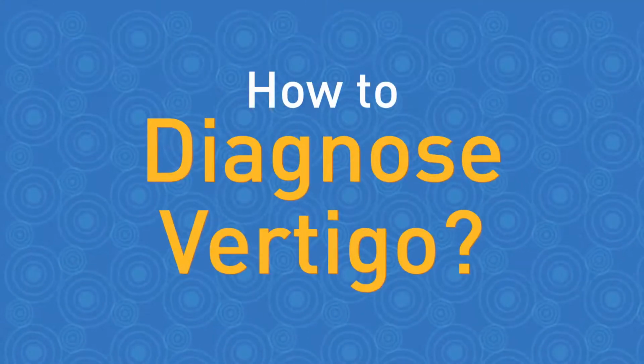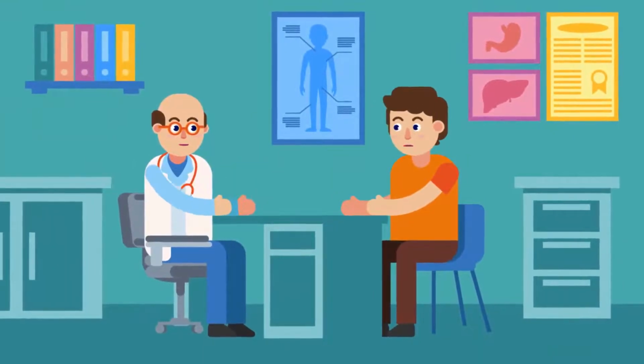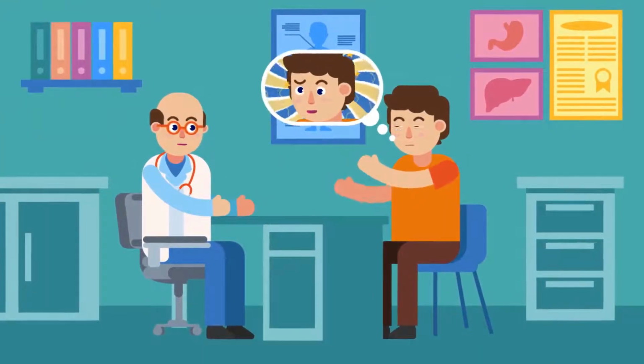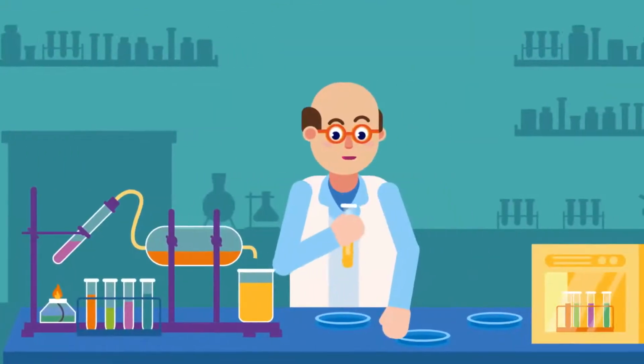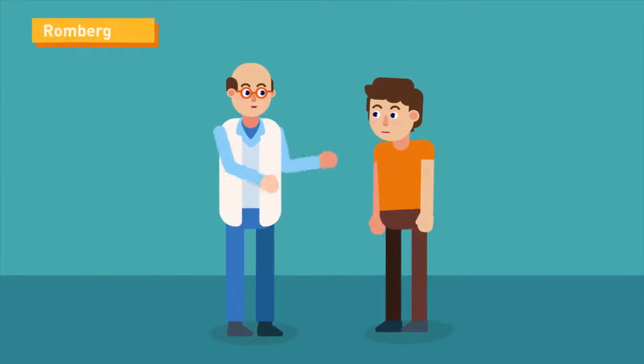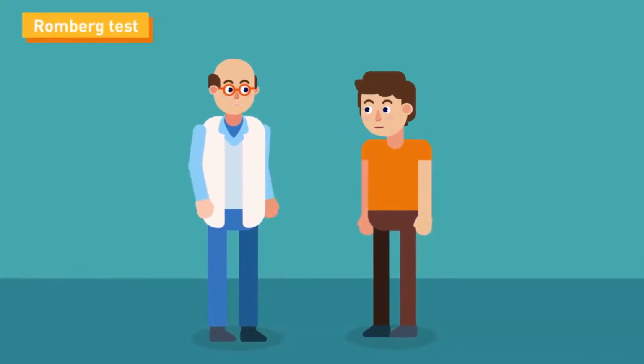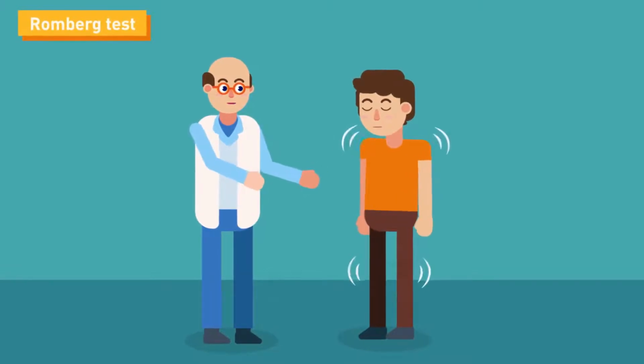How to diagnose vertigo? Vertigo can be diagnosed based on 1. Clinical history and symptoms being told by the patient. 2. Blood test to check for presence of infection. 3. Romberg test. The doctor will have you stand with your eyes open and feet together, then maintain your balance while your eyes are closed.